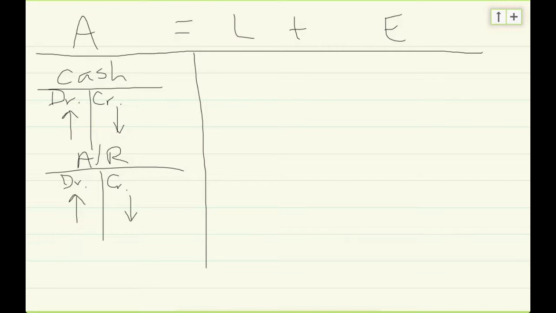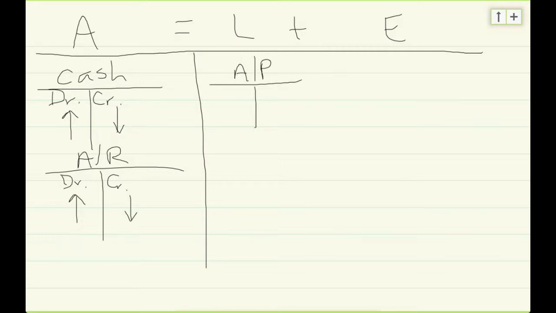The way I like to describe that is that the behavior of an asset account is that it increases with a debit and decreases with a credit. Okay, let's move over to liabilities. So liabilities, we've learned that accounts payable is a liability. We've learned notes payable, unearned revenue.